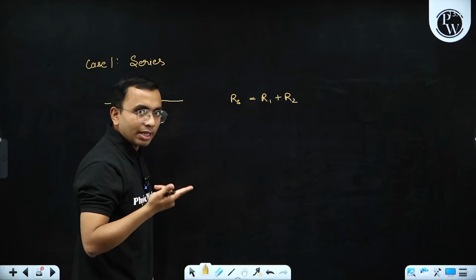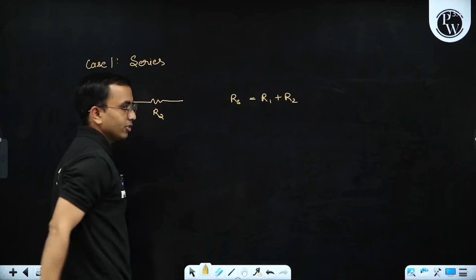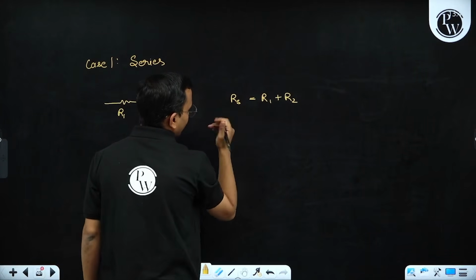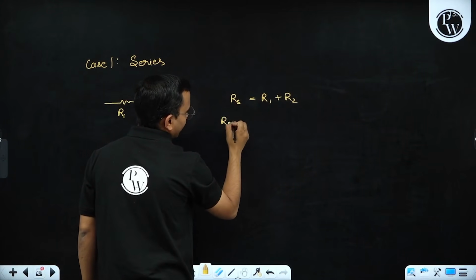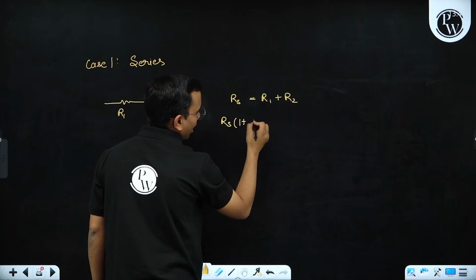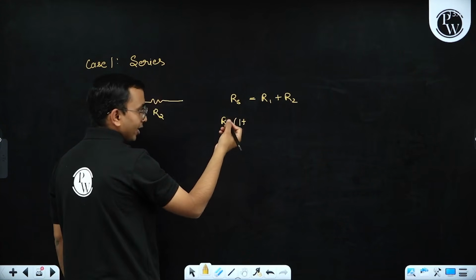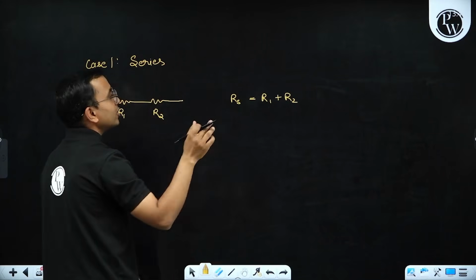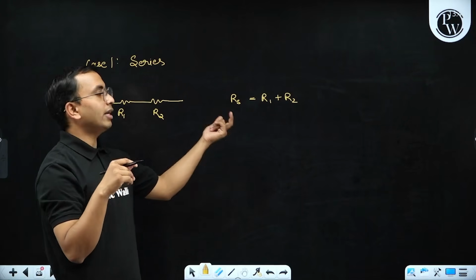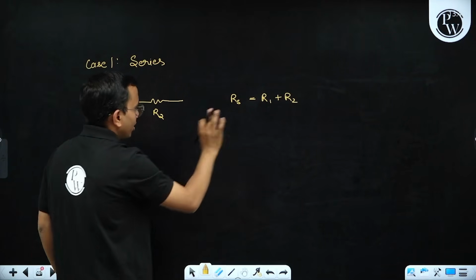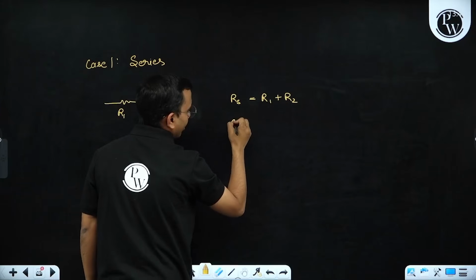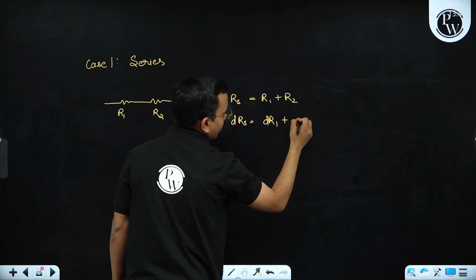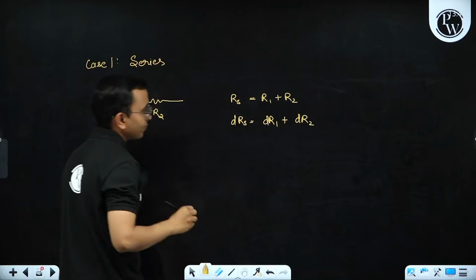Now I'm increasing the temperature. This was the initial at 0 degrees Celsius. Now I'm increasing the temperature by delta T. So what will RS become? RS into 1 plus alpha delta T. That way I can write, or what I can do is differentiate this equation to find the direct relation between delta RS, delta R1, delta R2. Differentiating, dRs equals dR1 plus dR2. That way also I can write.